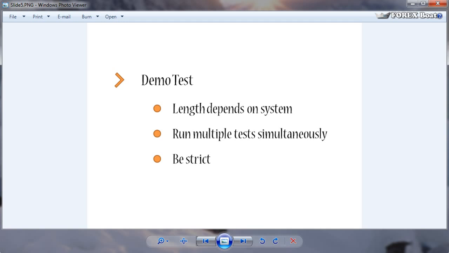And be strict. Anything that comes out of the demo test is going on your real mini account or a small real account for further testing, and that's actually already real money. And you don't want to be fooling around with sets that you know aren't profitable. So if something's underperforming on demo test, get rid of it. Don't even try taking it to the next step.